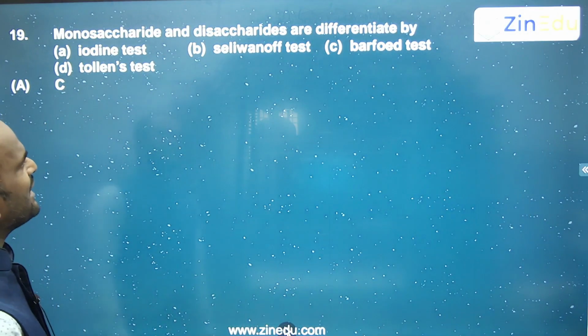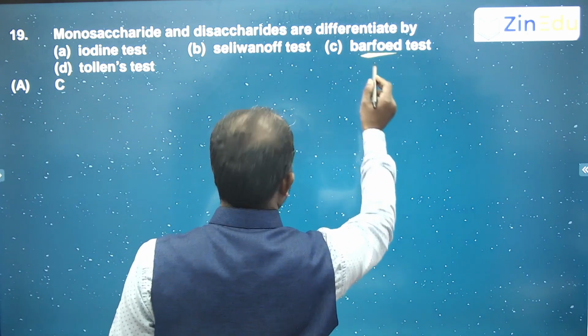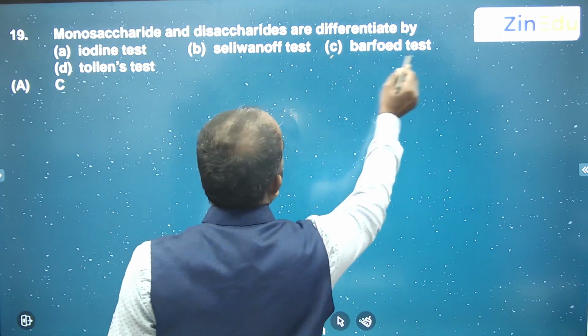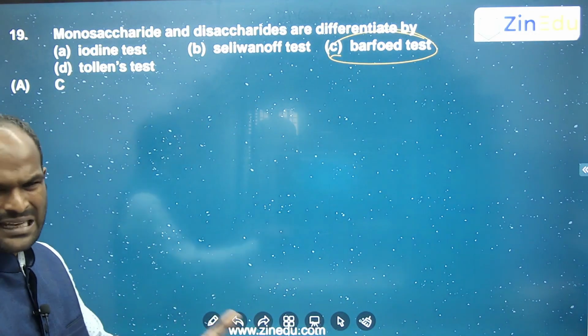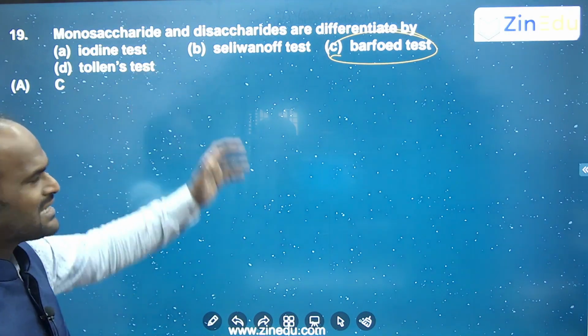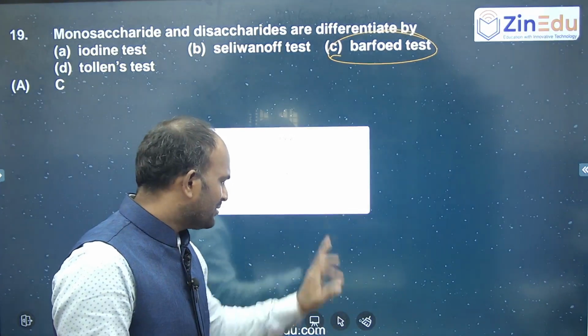Monosaccharides and disaccharides are differentiated by Barfoed test. Monosaccharides will give a color within seconds, whereas disaccharides will take a little time. That is the one, that is a good thing.